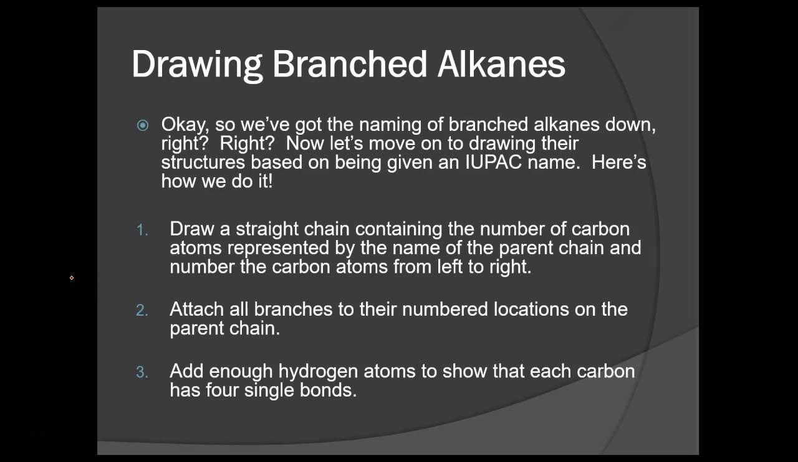Now, that's how we name things. I'm going to do some more examples in a minute here. But how do we draw these things? It's basically the same. If we're given the name, like I told you before, start by drawing the parent chain out first. So you're going to identify the parent chain in the name that you're given and write the number of carbon atoms from left to right. Then you're going to attach the branches based on what the rest of the name of the compound tells you to do, and then add hydrogen atoms to make sure that each carbon has 4 bonds attached to it.